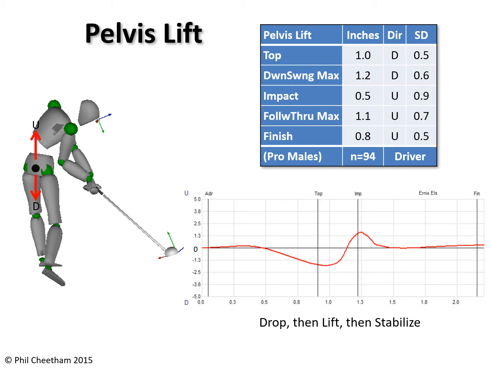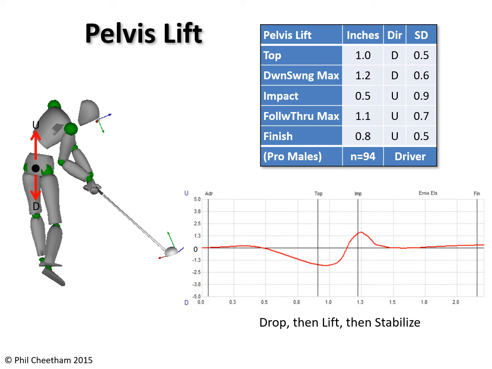Looking from left to right on the graph, the golfer moves from address to top, then to impact, and finally to finish, with a vertical black line showing each of these key points. The area between address and top is backswing, between top and impact is downswing, and between impact and finish is follow-through. The graph shown here is a typical tour pro-shaped curve, a signature of a good player.